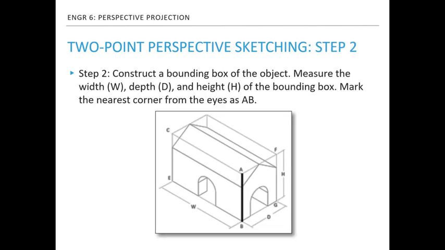This object is a little bit more complex than the previous one. So, instead of sketching the details of the house, we will construct a minimal box that encloses the house and sketch the box first. We call this box a bounding box, and the box is sketched in the figure on top of the house. Measure the width W, depth D, and the height H of the bounding box, and then we will focus on sketching the bounding box first, not the house. Notice that the vertical line AB is the closest corner of the bounding box to your eyes.